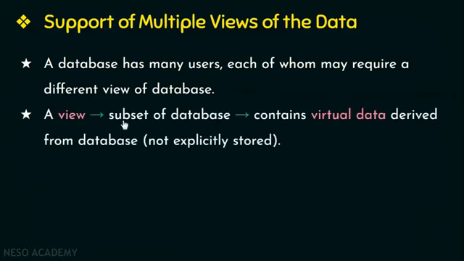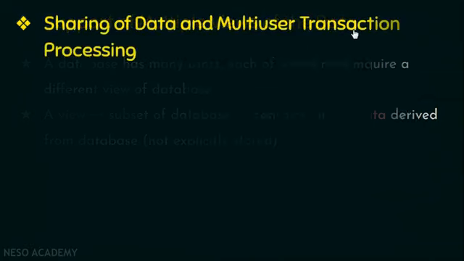A view is a subset of the database, that is, it is derived from a main database table. It contains virtual data, or data that is not physically or explicitly stored. So that is support of multiple views of the data, where DBMS will provide as many views as required by each database user. The next characteristic of DBMS is sharing of data and multi-user transaction processing.